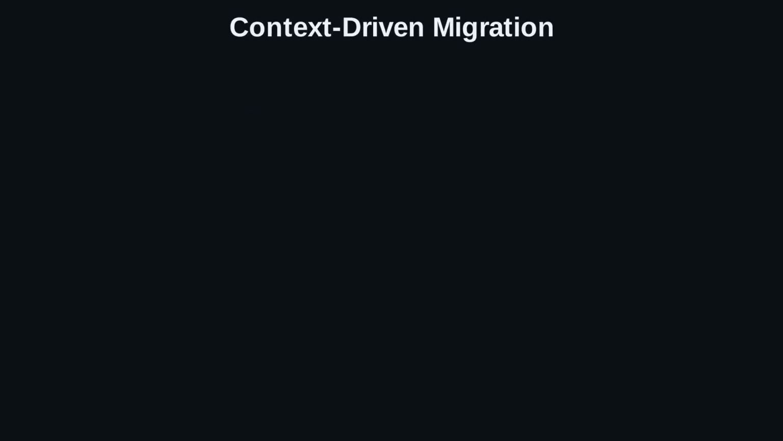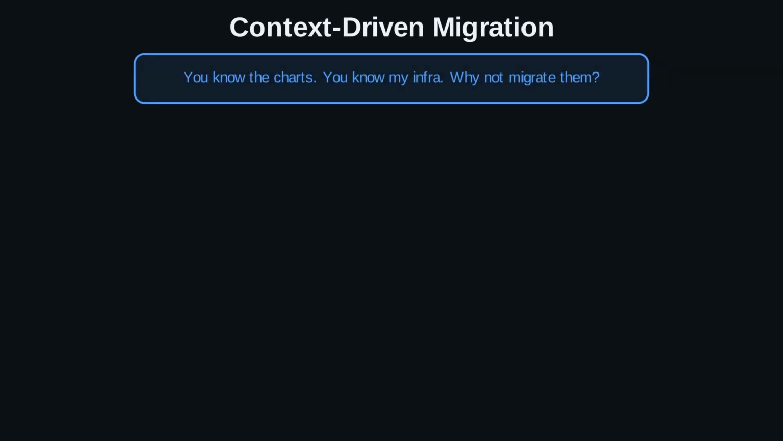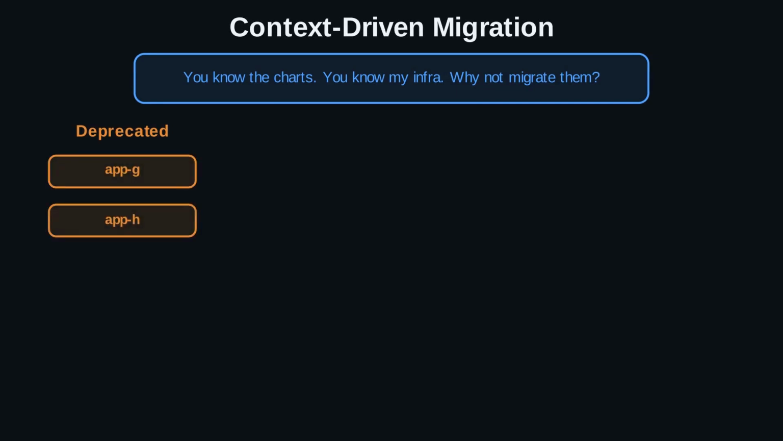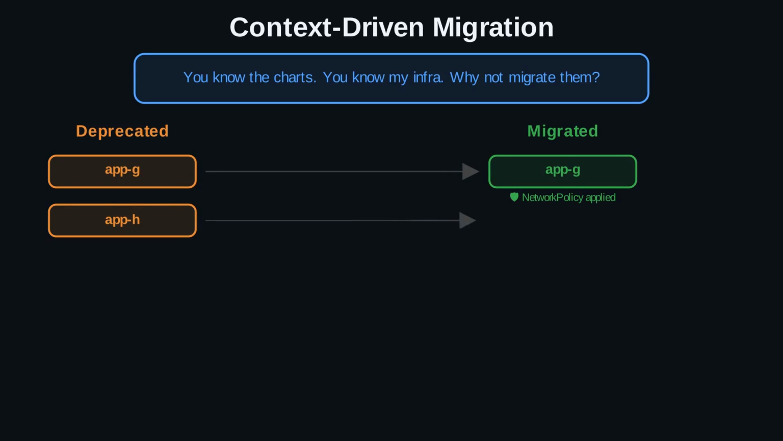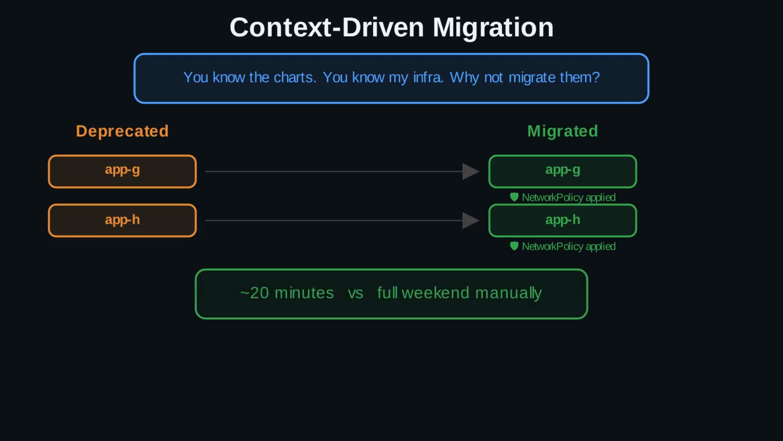And here's where having a well-contextualized AI pays off in a way that's hard to describe without sounding like a pitch. I said, "You already know the content of those deprecated charts. You already have skills that teach you how my infrastructure works. Why don't you migrate them?" And it did, all of them, on the first try. No manual intervention, no back-and-forth debugging, no half-finished migrations I'd need to clean up.